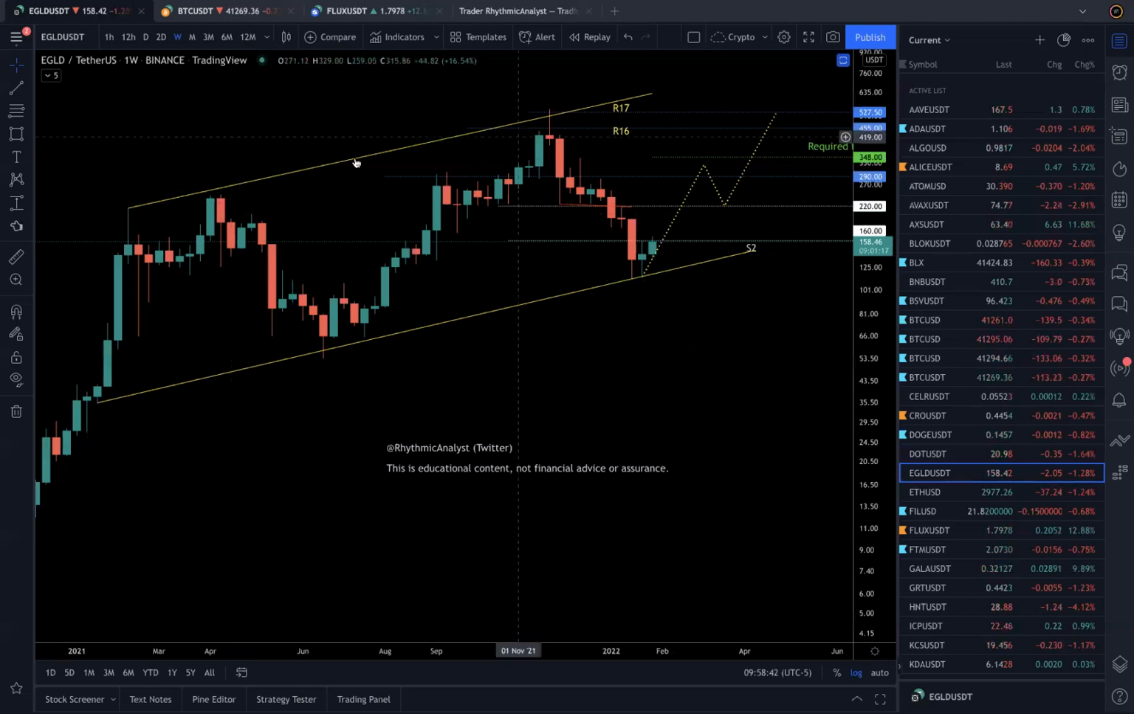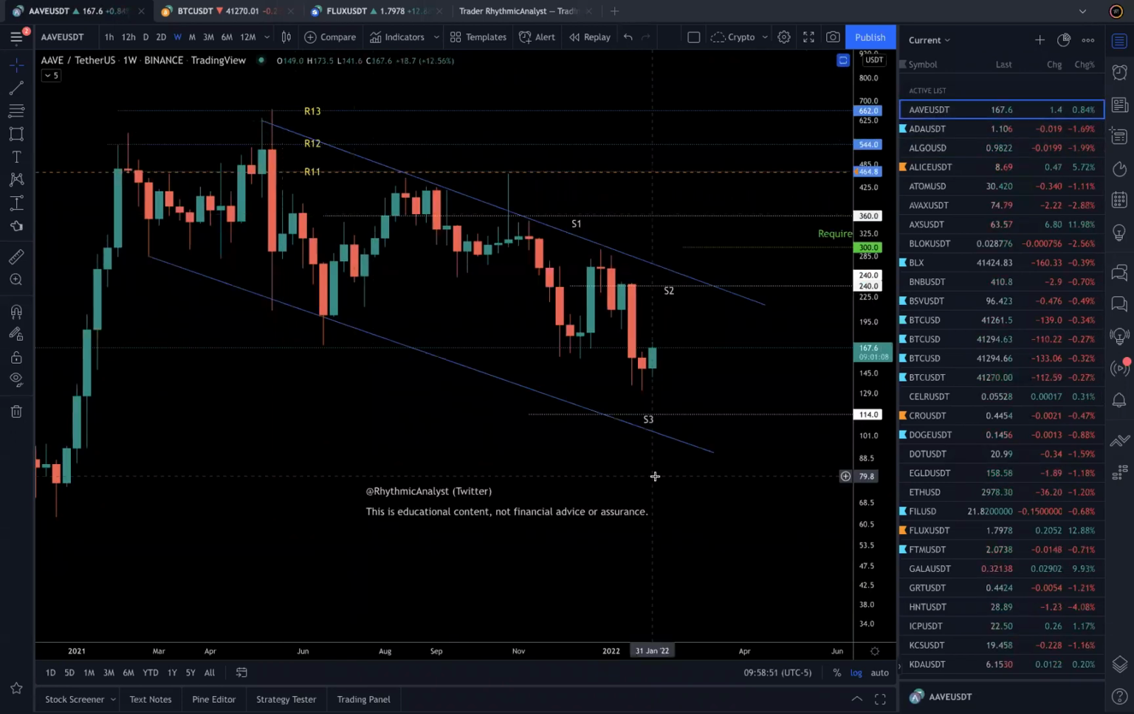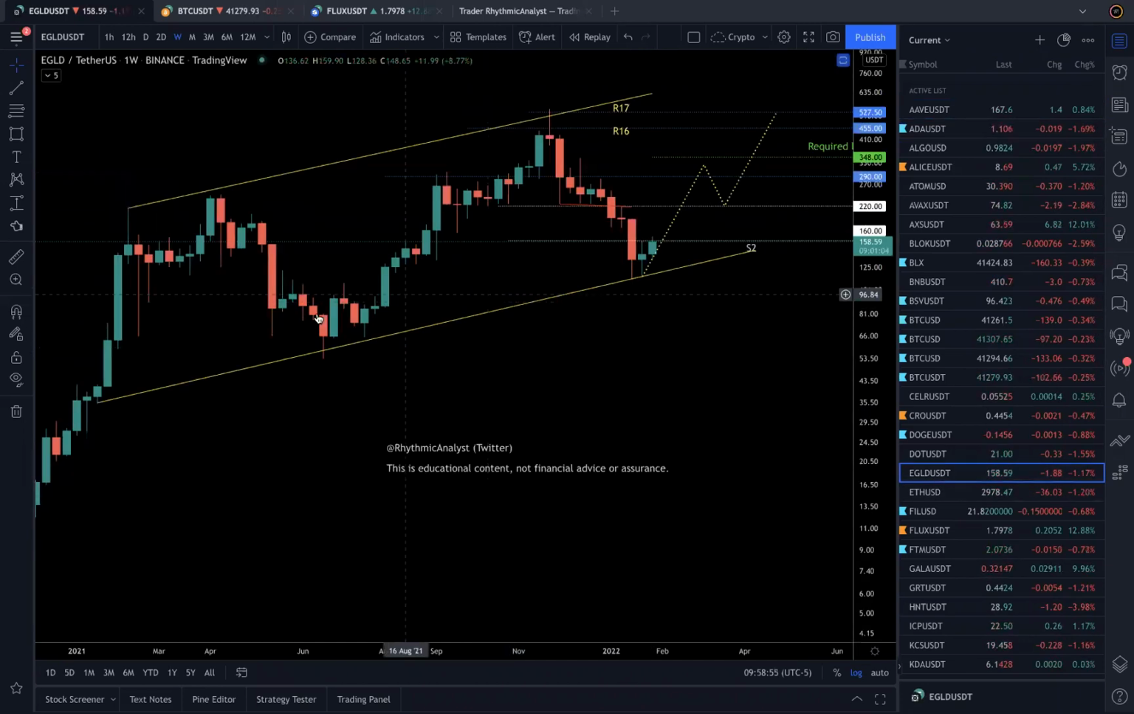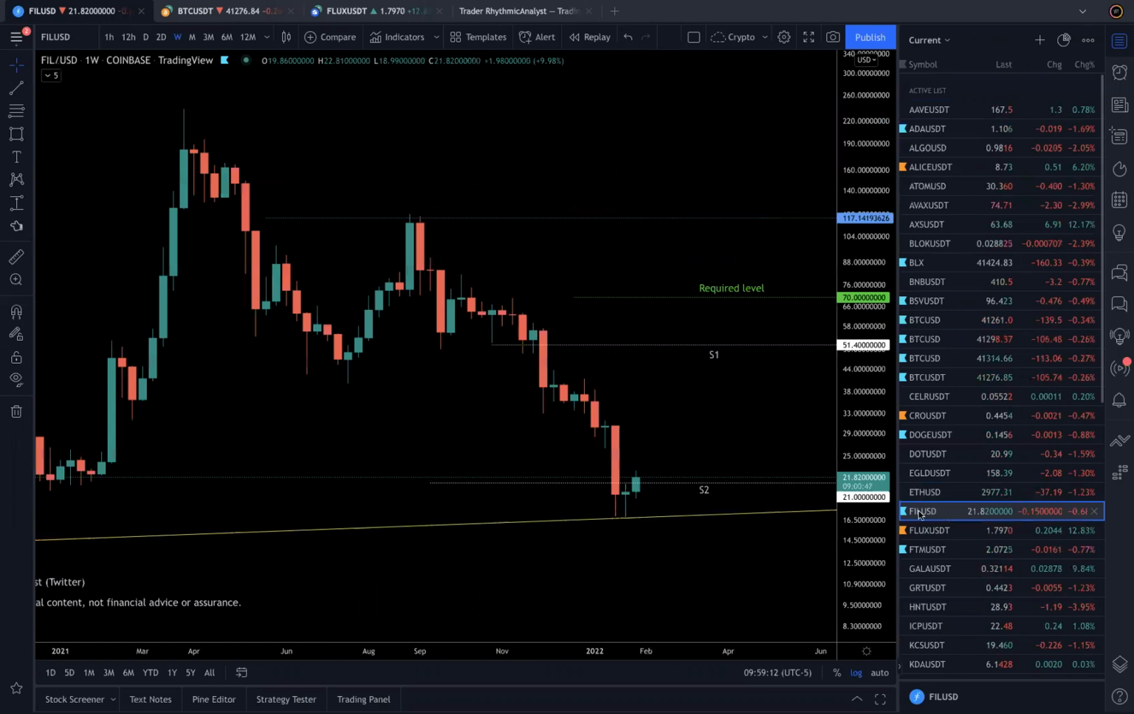EGLD, it's an ascending channel. What you saw for ALGO was descending, for Aave was a descending channel. Okay, what you see here for EGLD is an ascending channel. So this is a stronger coin. And this ETH is also looking strong. Second week is stronger than the first week, the previous week.